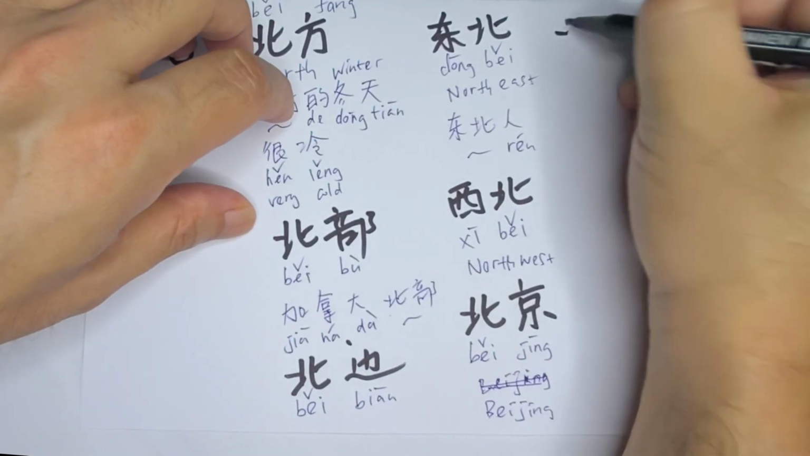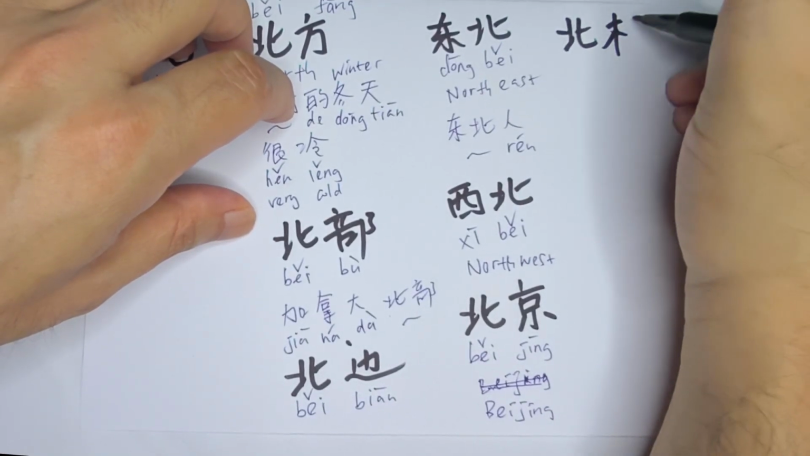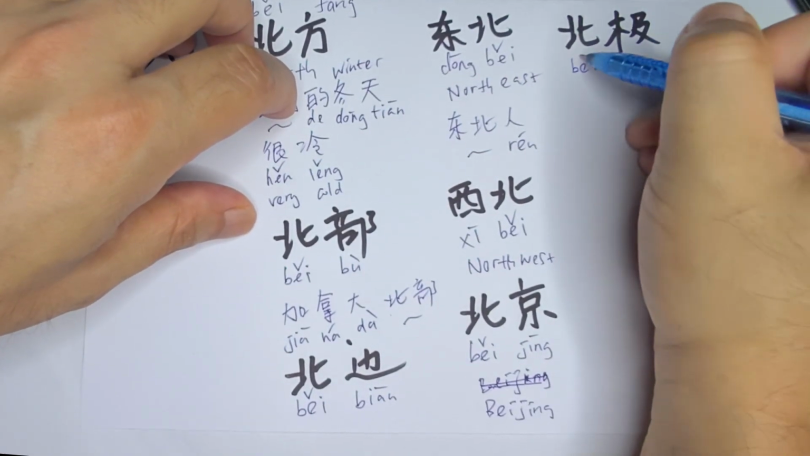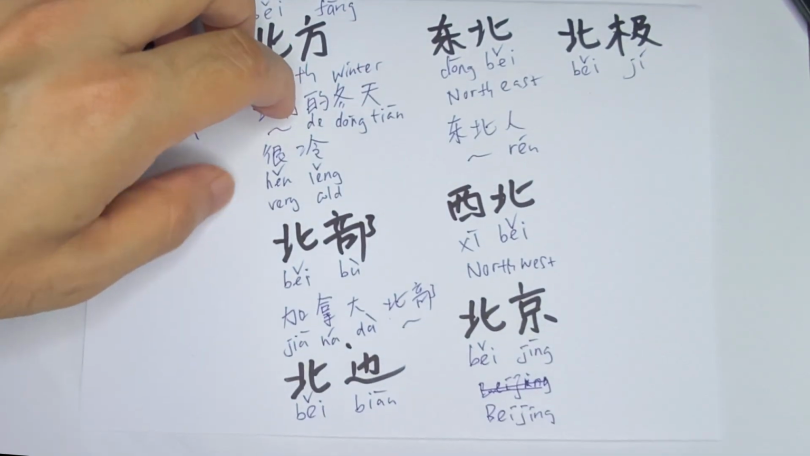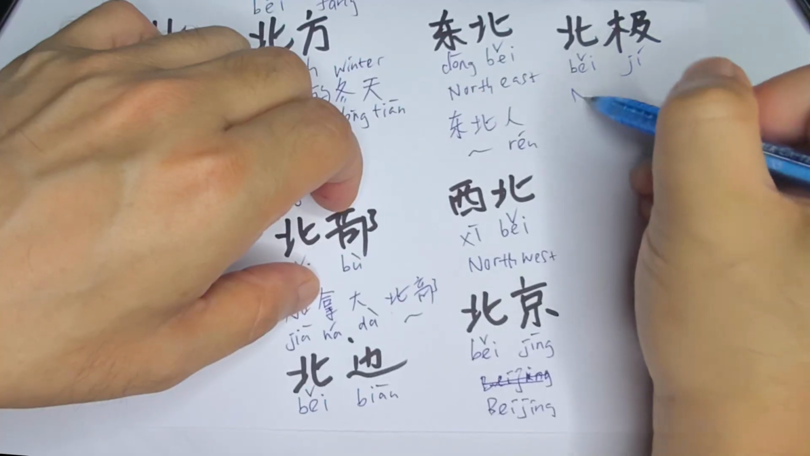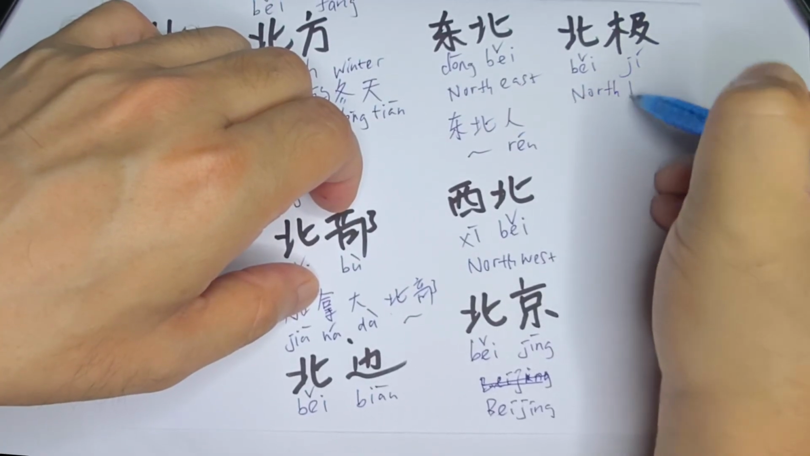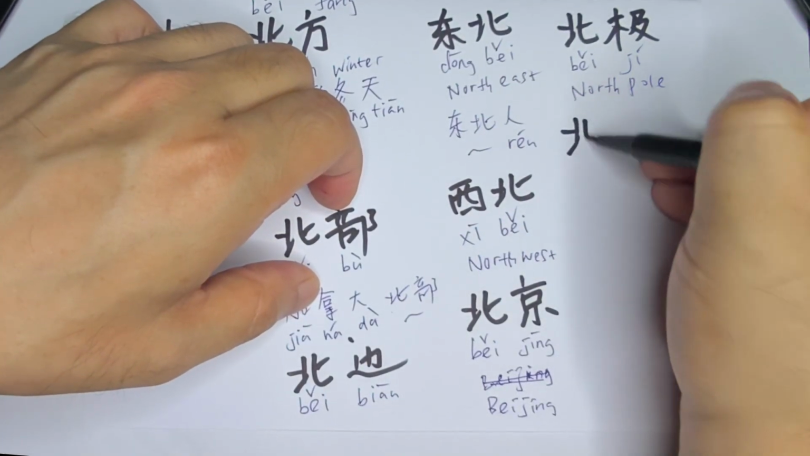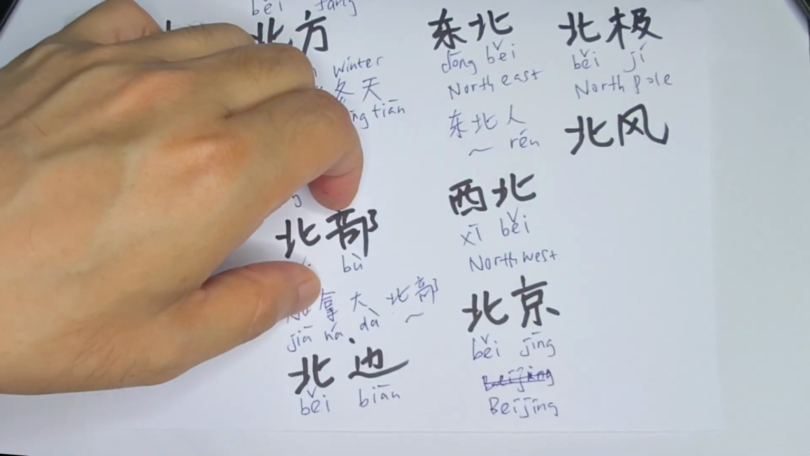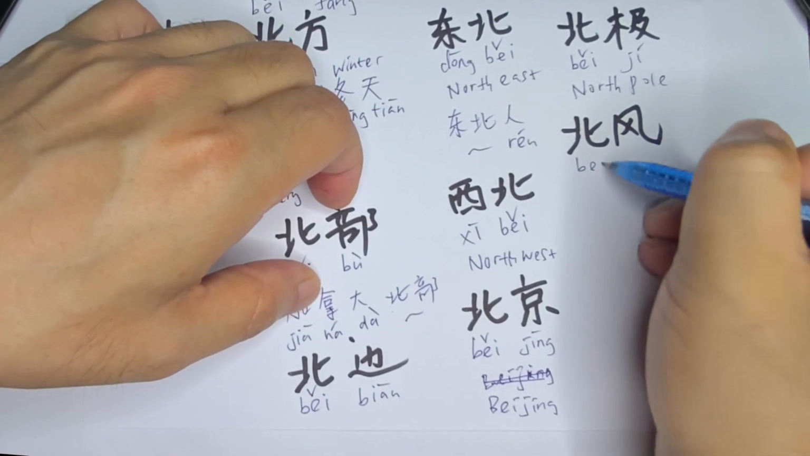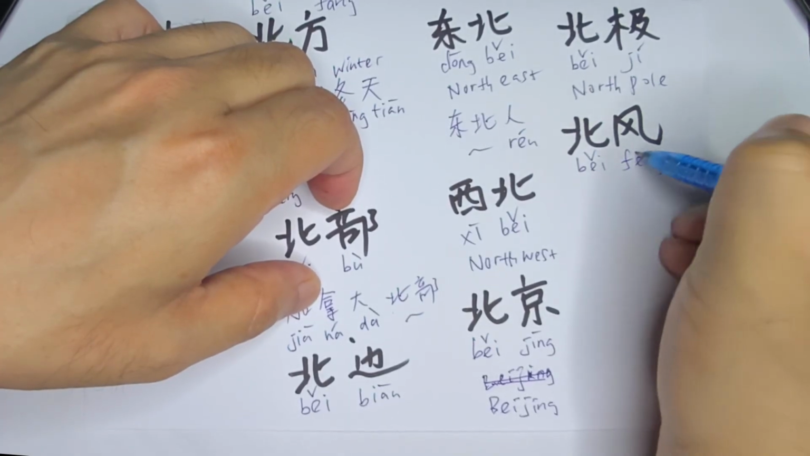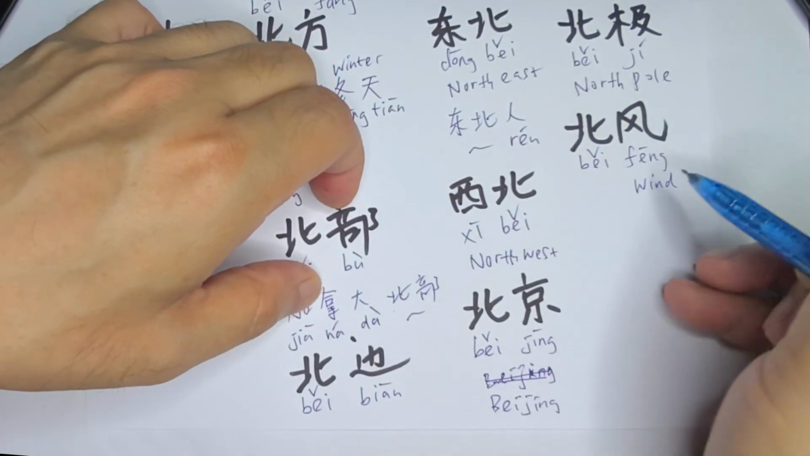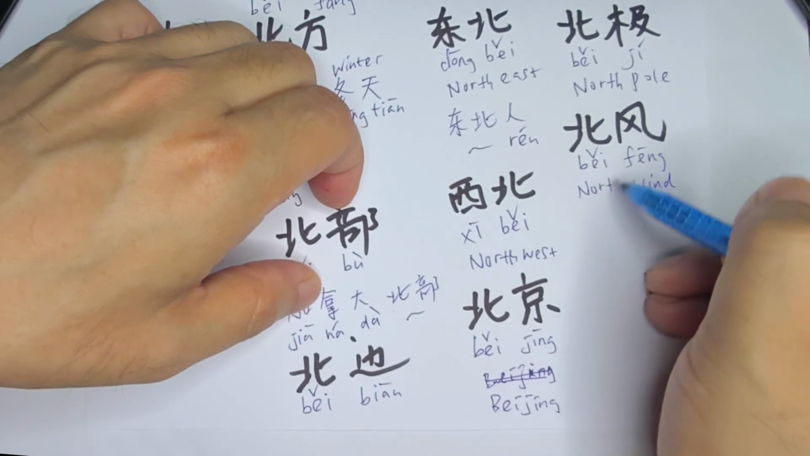Or what about the North Pole? 北极. That's the North Pole. Okay. What about 北风? North wind. Okay, 北风. 风 is wind. So north wind, 北风.